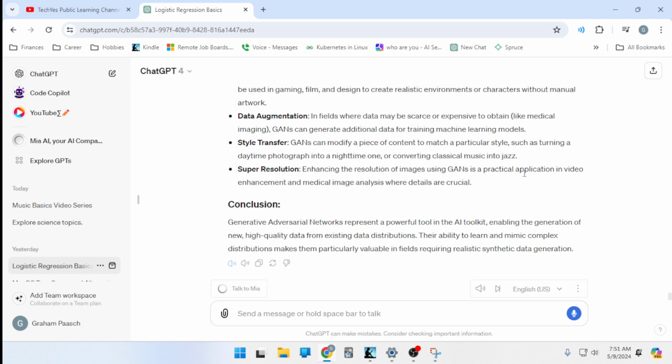Conclusion. Generative adversarial networks represent a powerful tool in the AI toolkit, enabling the generation of new, high-quality data from existing data distributions. Their ability to learn and mimic complex distributions makes them particularly valuable in fields requiring realistic synthetic data generation.